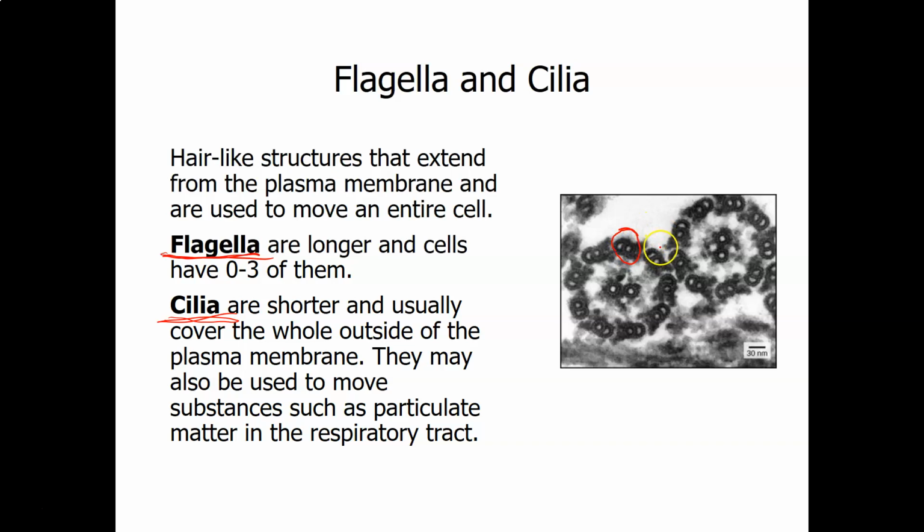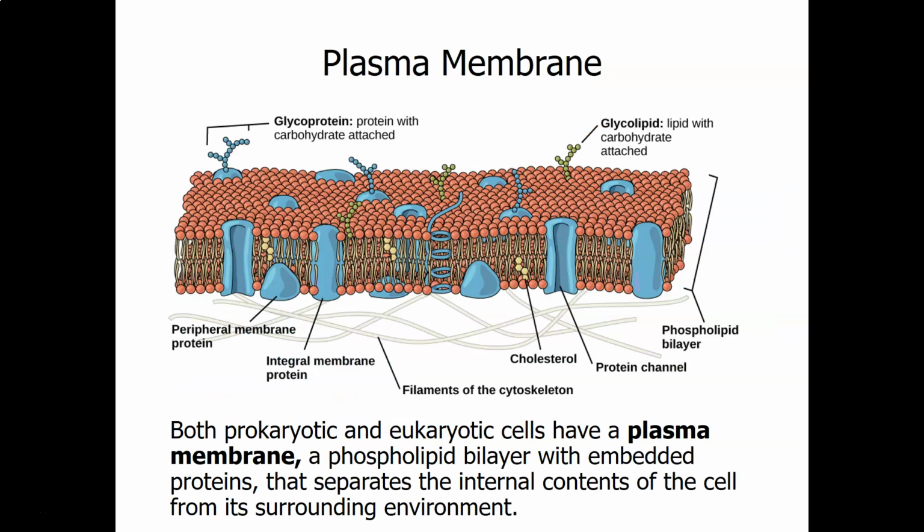And if you look, there's 9 sets of 2, 5, 6, 7, 8, 9. And then there's 1 set of 2 in the middle. So we call this a 9 plus 2 arrangement of microtubules. And this is what you see both in the flagella and the cilia.